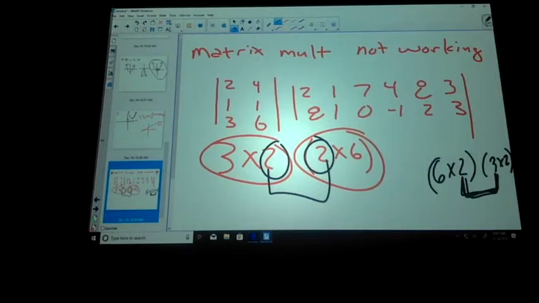So the commutative property in math with matrices doesn't work. That's the property of saying, hey, 2 times 3 is the same thing as 3 times 2. That's awesome. In matrices, that doesn't exist. So don't try and think through a problem going, hey, if I flip them over, it'll work. No. Follow what the instructions say.